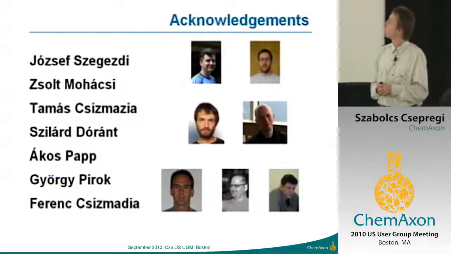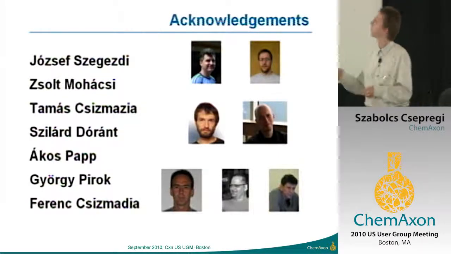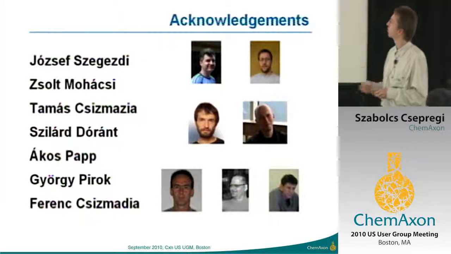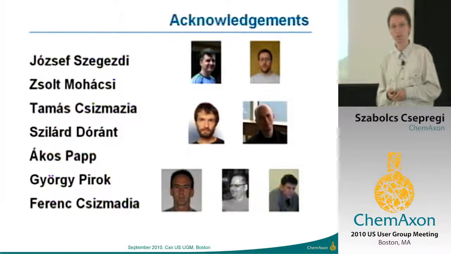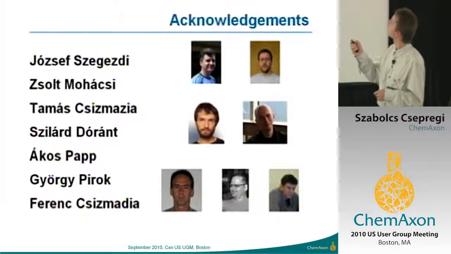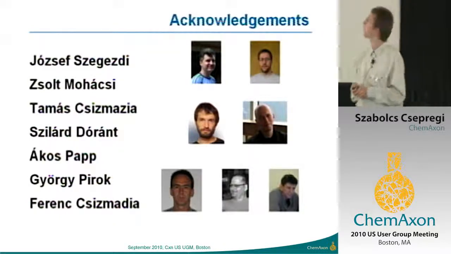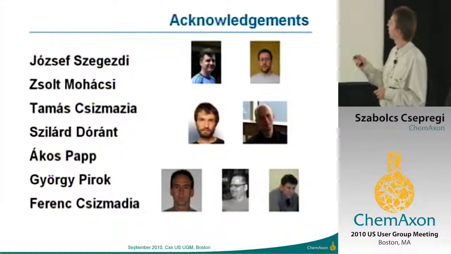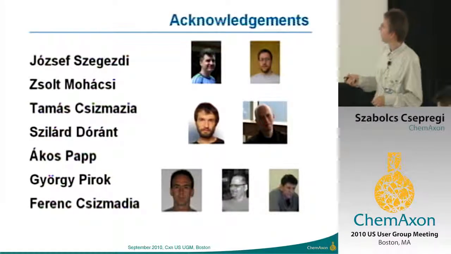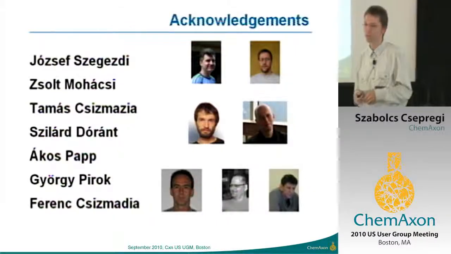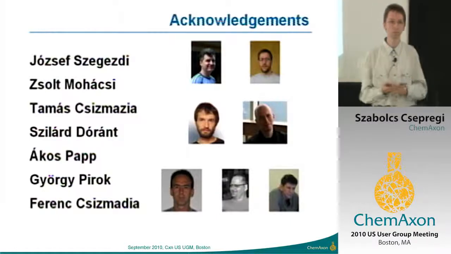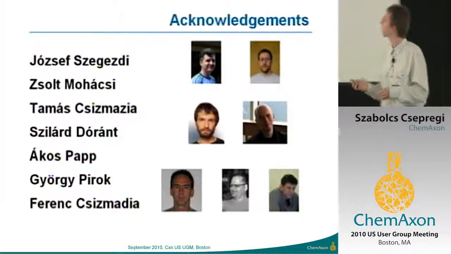At the end, I would like to show the development team. Most of the development was done by Józsi Szegezdi. He created the calculator plugin and the Tautomerization plugin, and Zsolt worked on the plugin framework. Tamás and Szilárd worked on the integration into JChem, and Ákos, Gyuri, Chizi, and myself were helping with the concept and finding out the algorithms and so on.